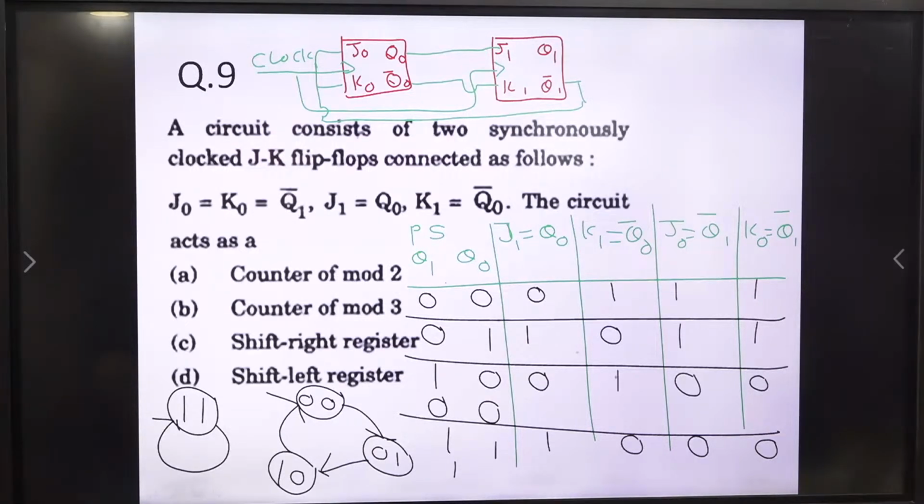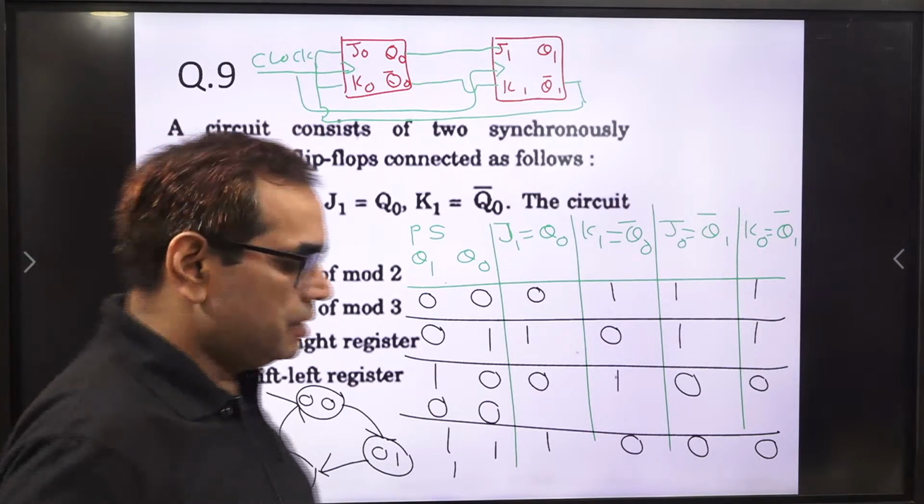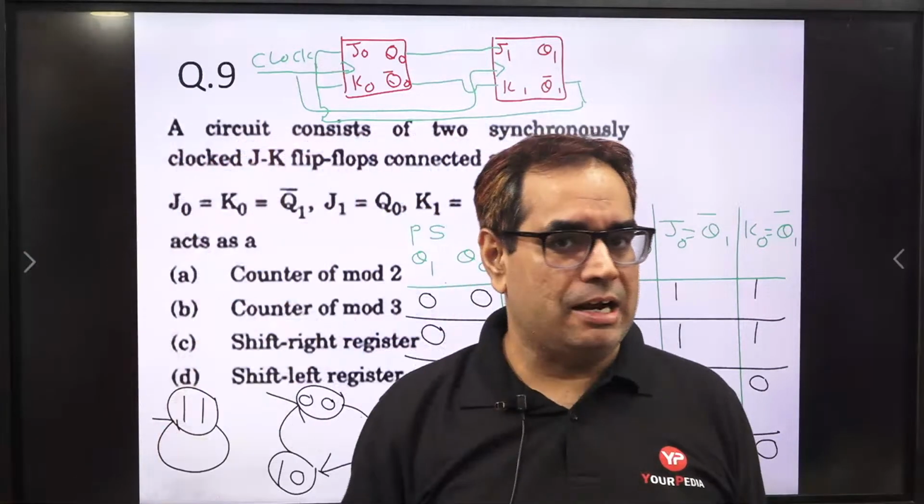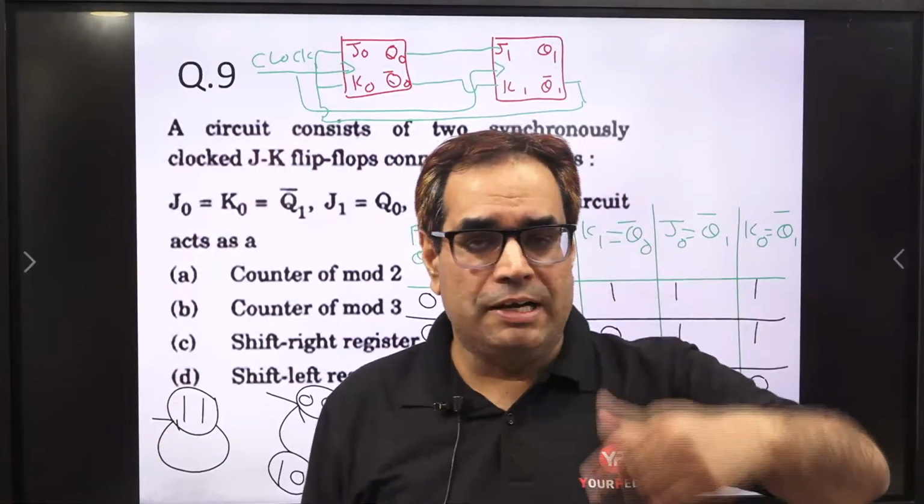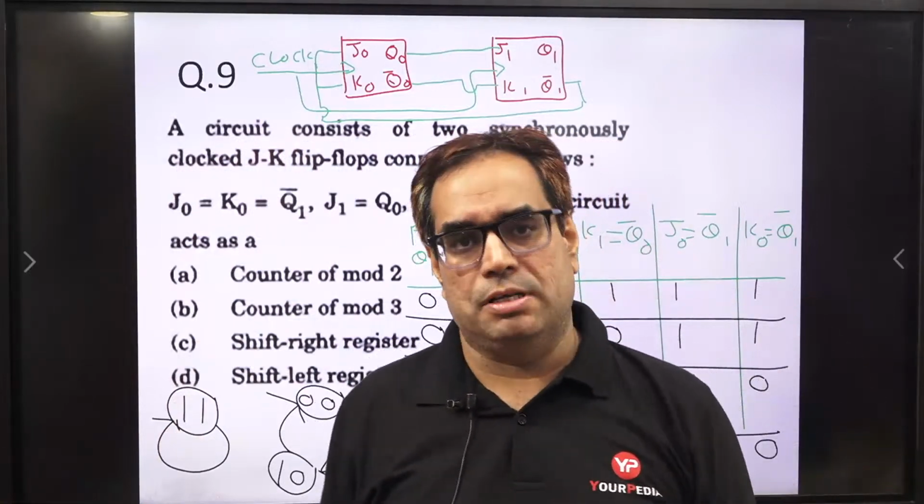How can we get the modulus? By starting from any state, we can draw the state diagram. And the modulus means the number of distinct states in the state diagram. In the closed cycle, how many different states we are getting, that is the modulus.